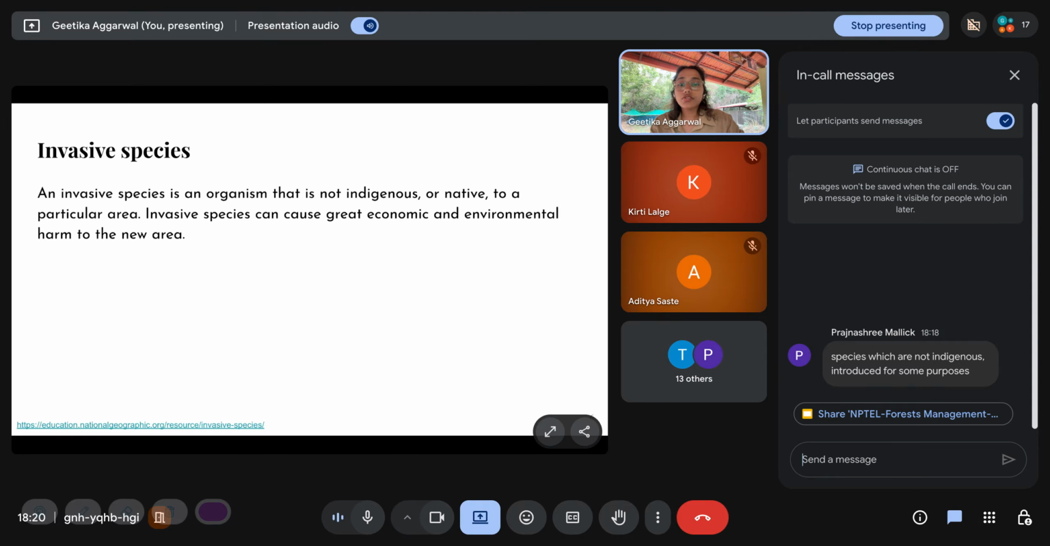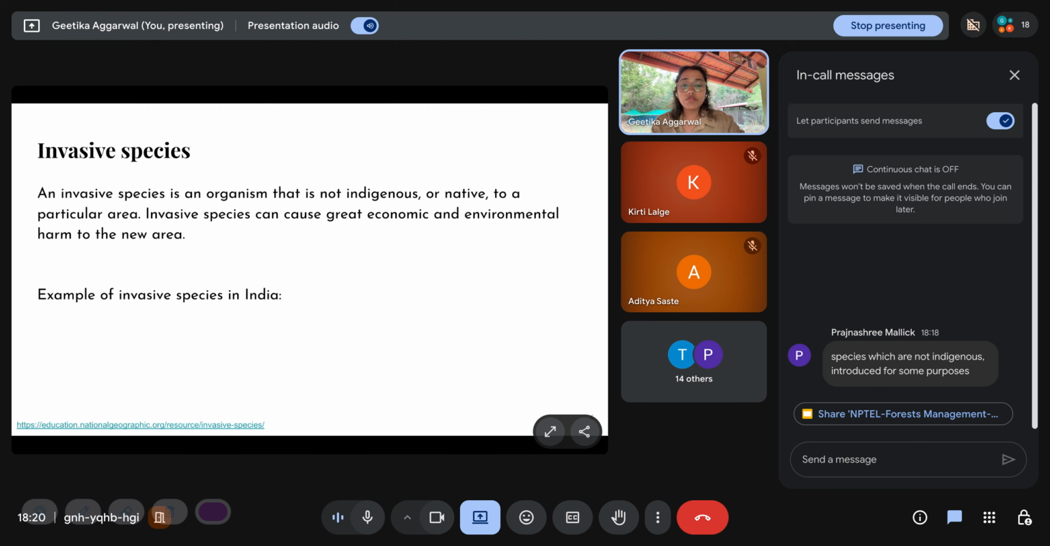So it's an organism that is not indigenous or native to a particular area, and it can cause great economic and environmental harm to the new area. If it starts outcompeting the native vegetation and takes over the entire landscape, then it can actually cause a lot of economic and environmental harm.